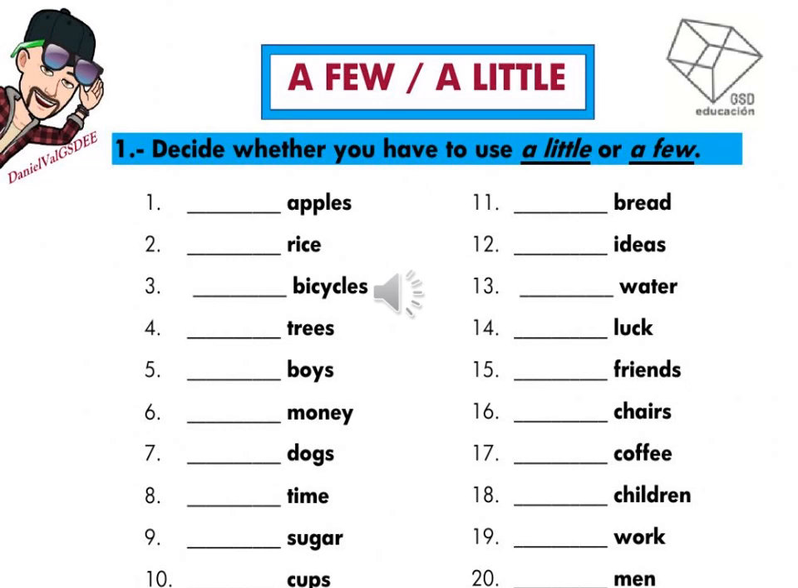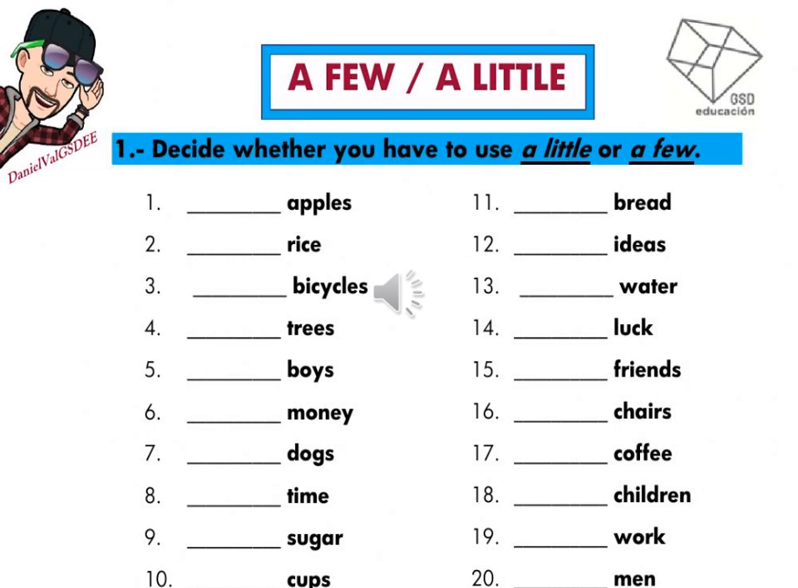And now, let's practice. Everybody read the direction. Decide whether you have to use a little or a few. We will choose quantifiers a little or a few. Okay. Let's start with number 1. A little or a few? Very good. A few apples.